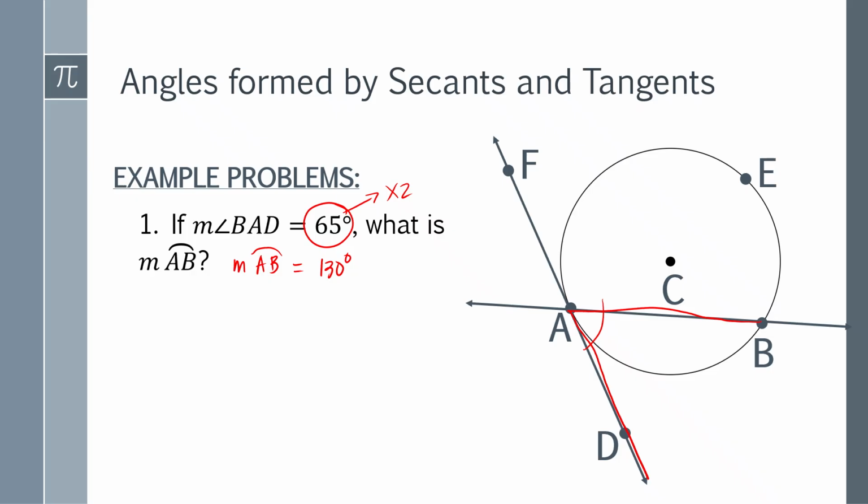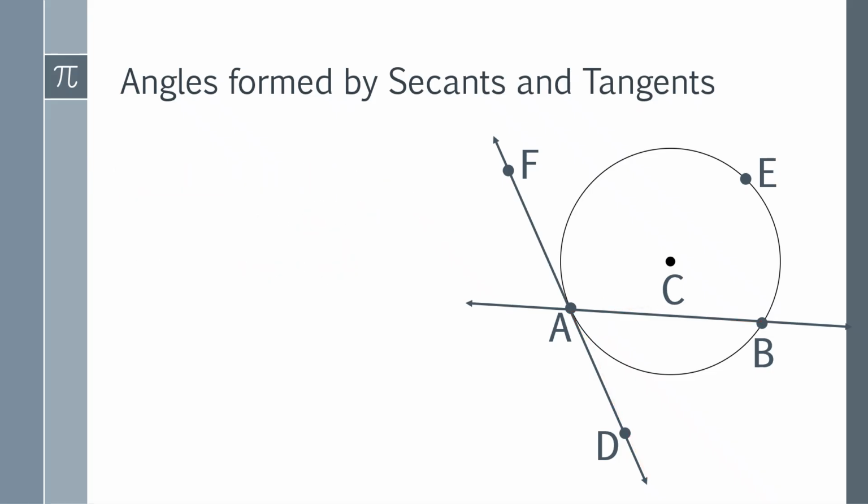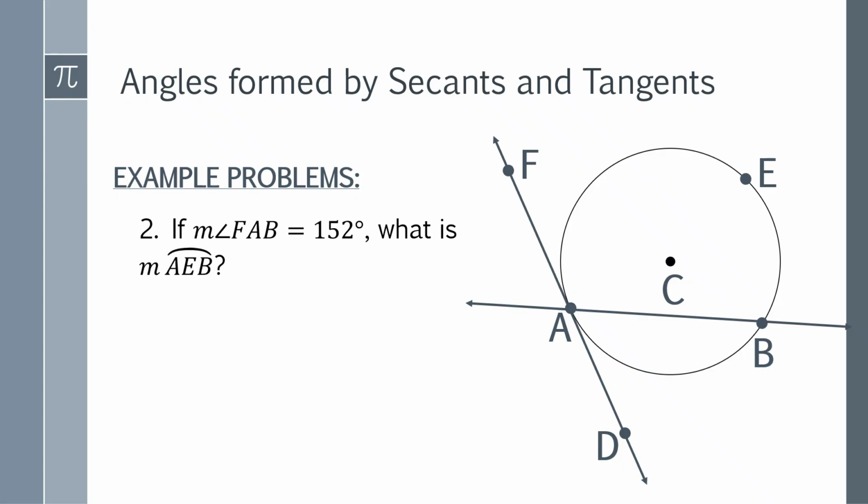Let's have number 2. Second problem. If the measure of angle FAB is 152 degrees, what is the measure of major arc AEB? Try this first on your own. Pause this video to try. And when you're ready, you have to resume this video.